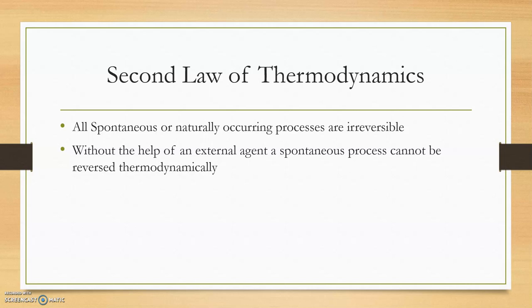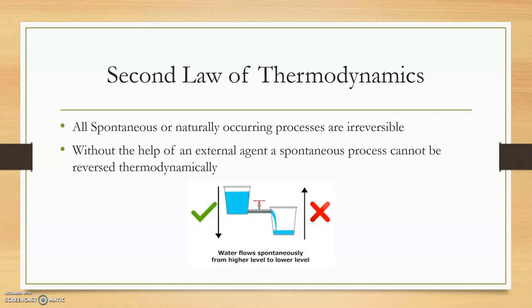Next, second law of thermodynamics. It tells that all spontaneous or naturally occurring processes are irreversible. That means without the help of any external agent, a spontaneous process cannot be reversed thermodynamically. For example, water flows spontaneously from higher level to the lower level, but the reverse process is not at all possible naturally.